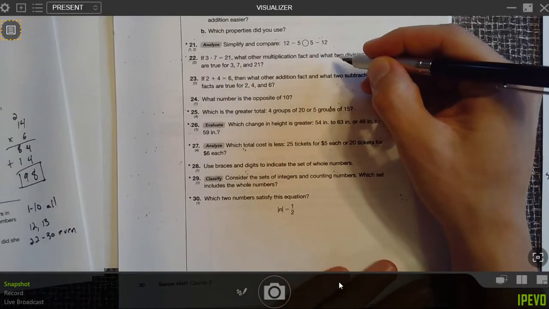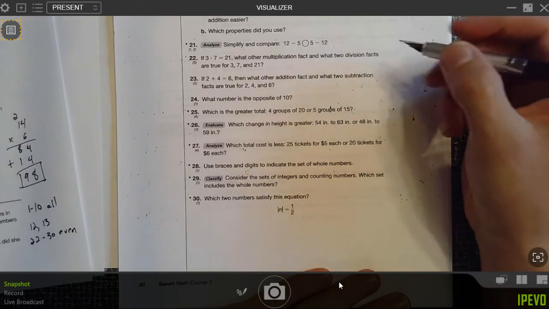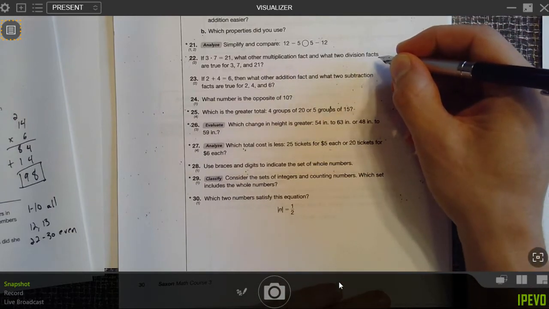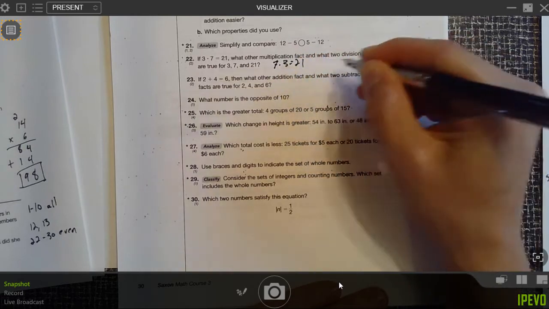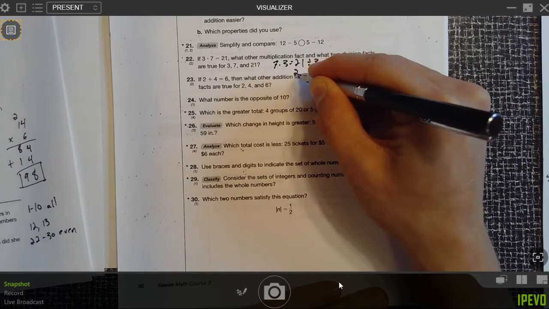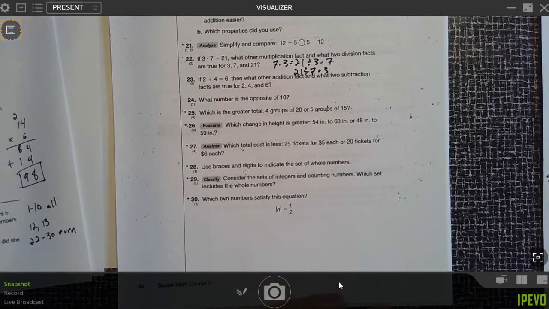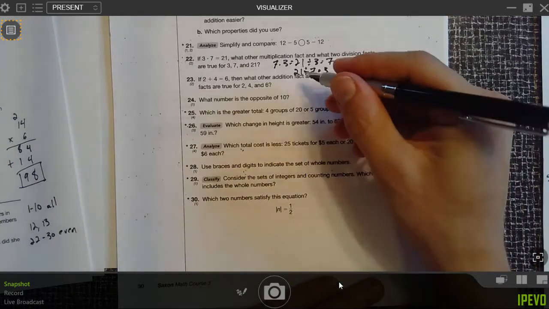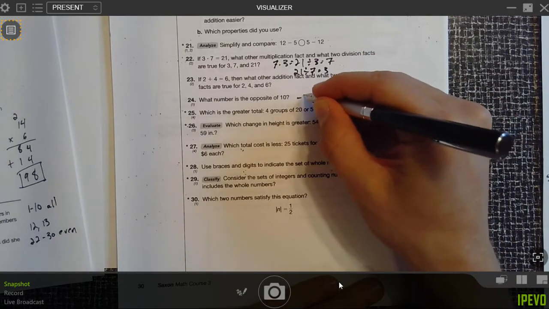22 through 30. If 3 times 7 equals 21, what other multiplication fact and what two division facts are true? 7 times 3 equals 21. 21 divided by 3 equals 7. And 21 divided by 7 equals 3. 24, what number is opposite of 10? That would be -10.